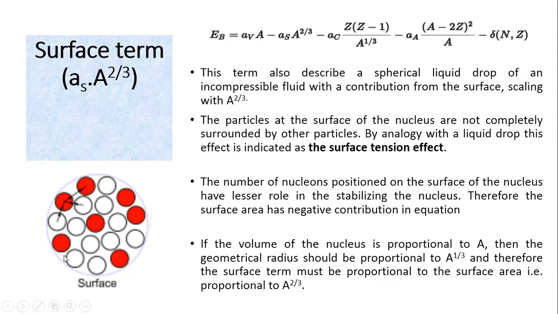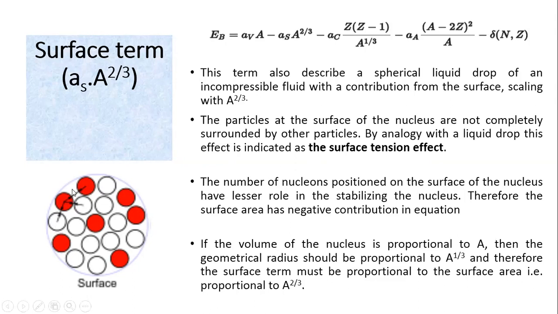The surface term is only responsible for the number of protons and neutrons present at the surface. The particles at the surface of the nucleus are not completely surrounded by other particles. This is a similar effect to what we discussed in liquids, and it is called the surface tension effect. So this effect is very similar to the surface tension effect.